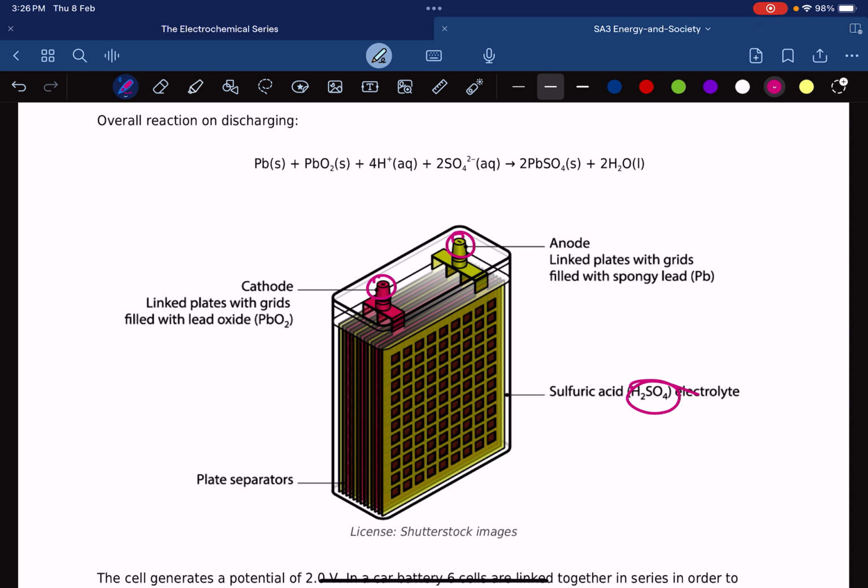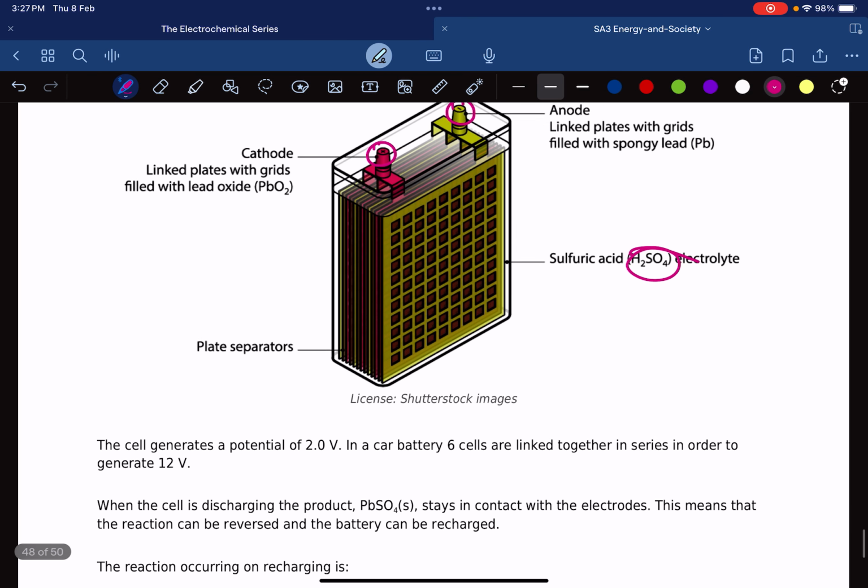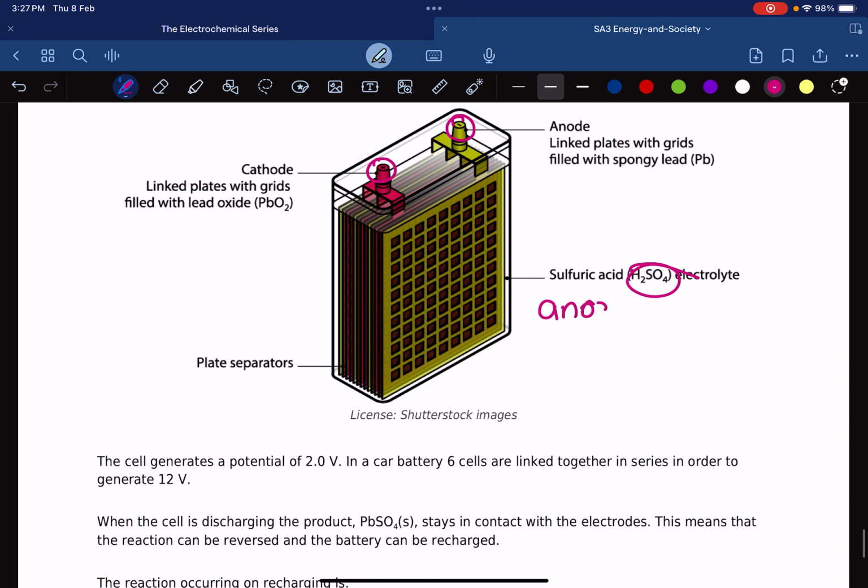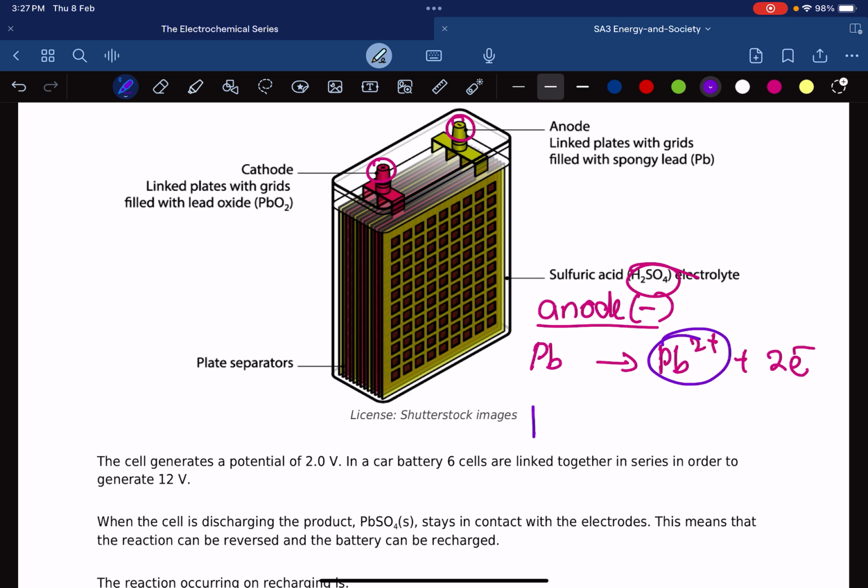It's called sulfuric acid. So the anode, it's already here but I'm just going to go through this with you. The anode, which is the negative terminal, is made up of lead. The lead undergoes oxidation to become lead ions. Simple. But because it is soaked in sulfuric acid, these lead ions combine with the sulfates and form a precipitate which is called lead sulfate.